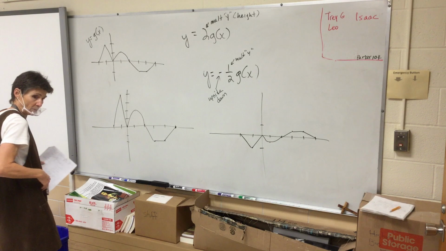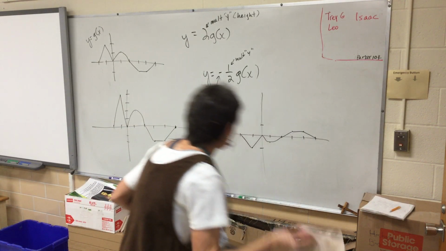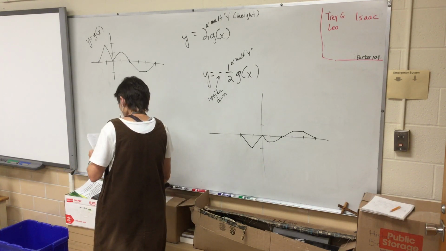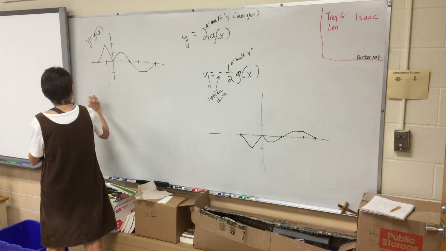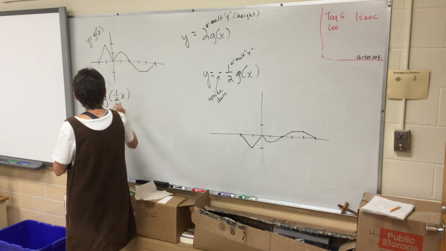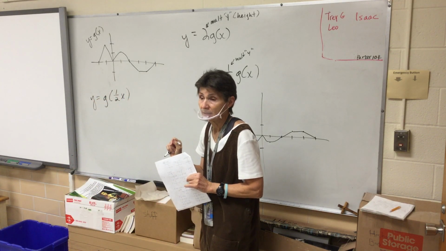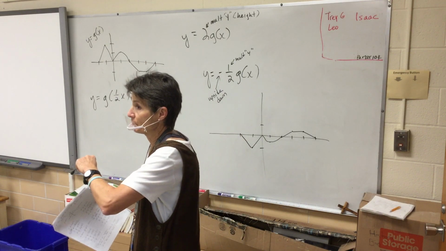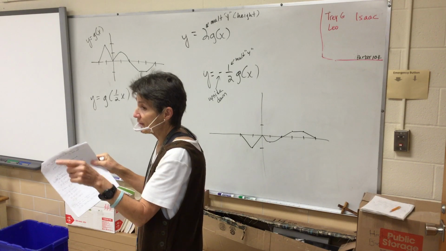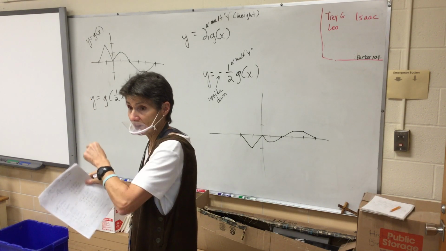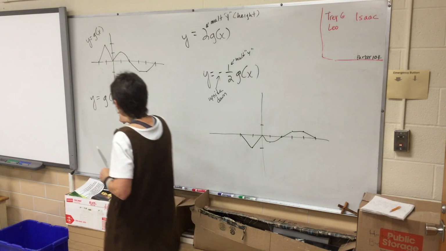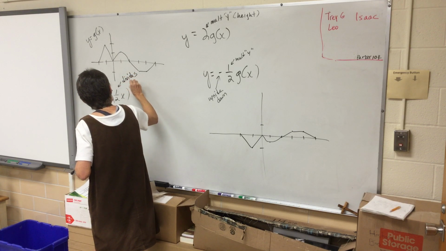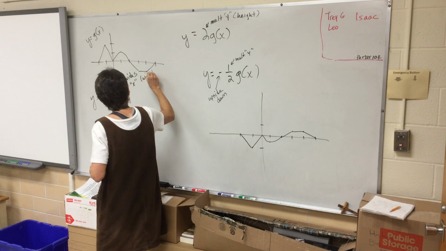Now, here comes the part that's a little bit tricky. The next problem, notice it also has a 1/2. But what do you notice about that 1/2? Inside. It's inside. And that makes a difference, doesn't it? Remember, everything we do, where the number is, makes a difference. If it's inside and you're adding, it's left and right. If you're outside and you're adding, it's up and down. Where it's at matters. This number right here divides the x's. It divides the width.